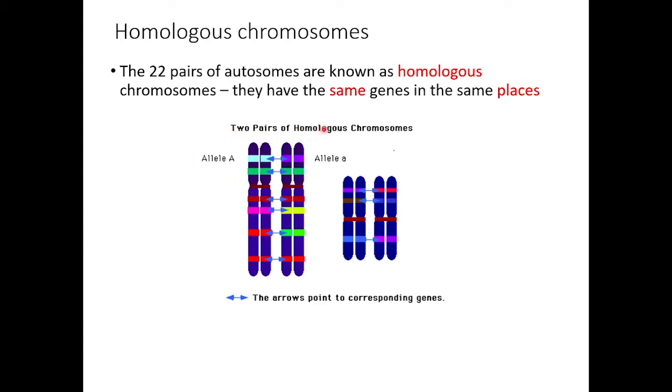Two pairs of homologous chromosomes, with allele A and allele B. The arrows point to the corresponding genes.